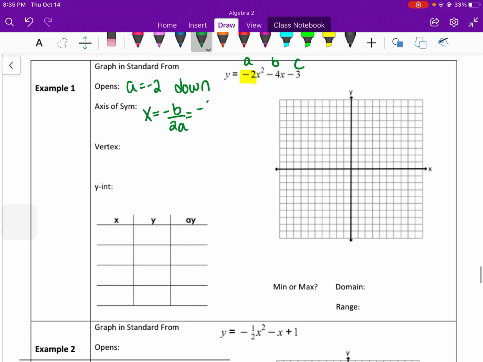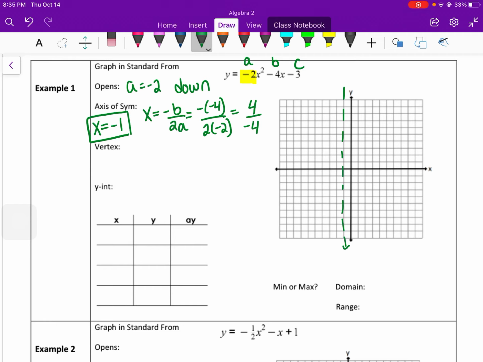By using that equation, negative b over 2a, or the opposite of b over twice the value of a. So in this case, it would be negative 4 over 2 times negative 2. So the opposite of b is positive 4, over 2 times a, which would be negative 4. 4 divided by negative 4 is negative 1. So my axis of symmetry is going to be the vertical line, x equals negative 1. The axis of symmetry does need to be written as an equation because it represents this vertical line that crosses through all the negative 1 values of x.